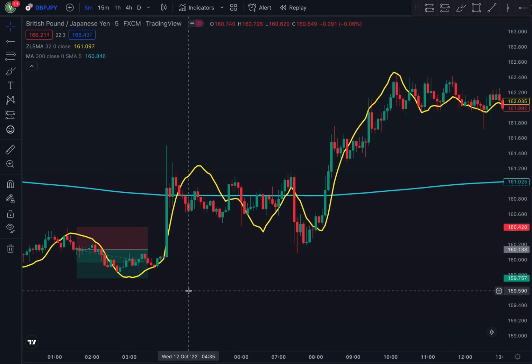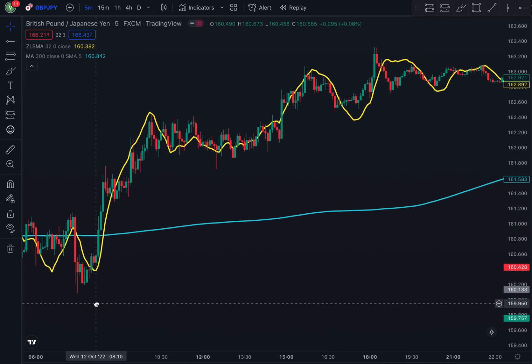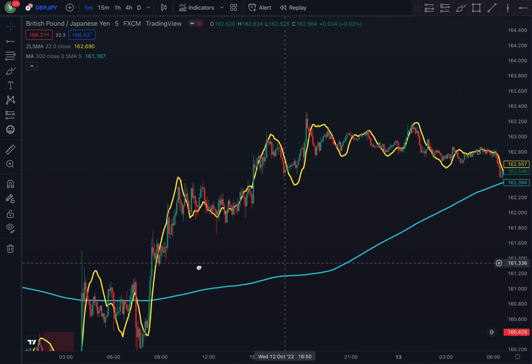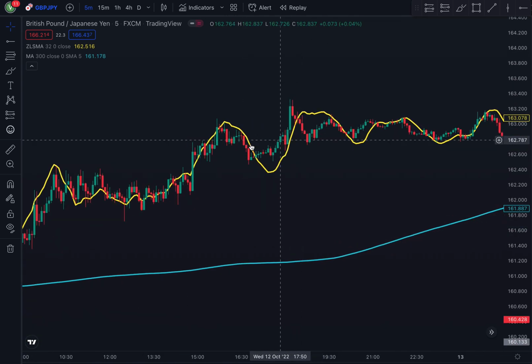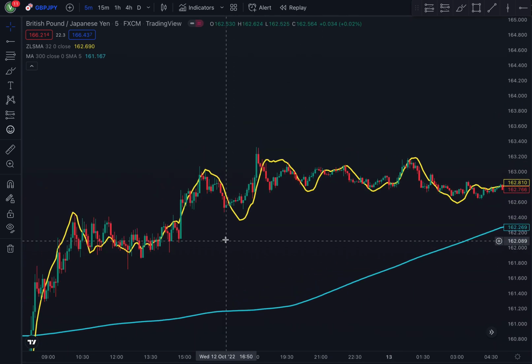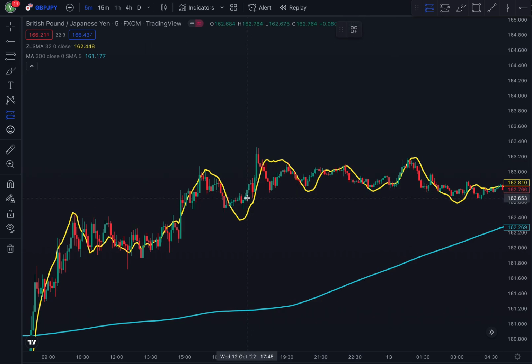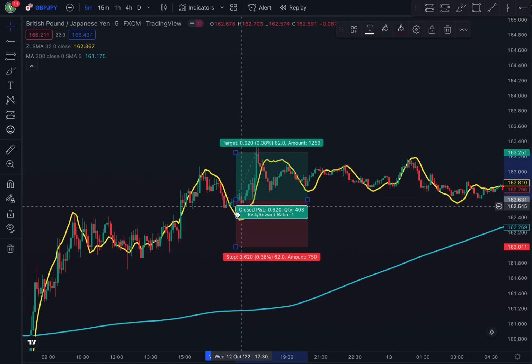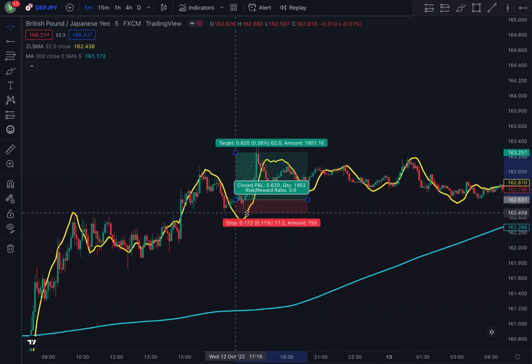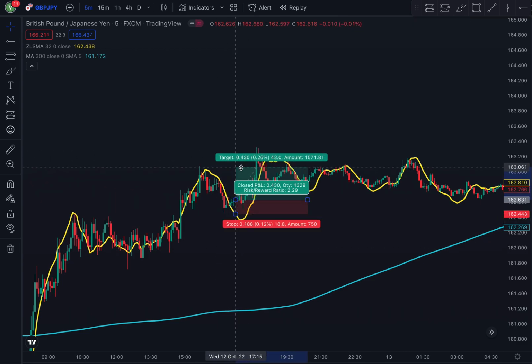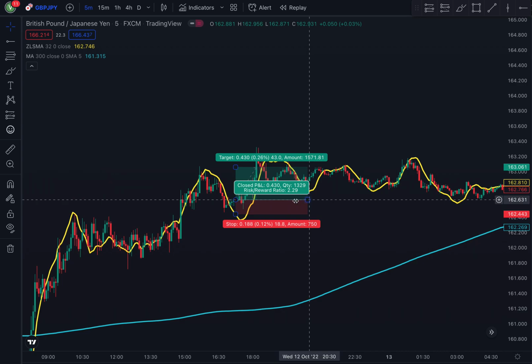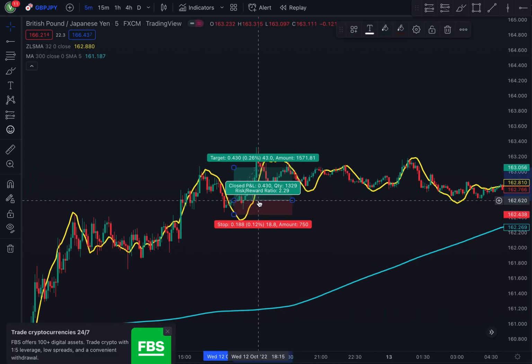So I'm going to show you another example. See, this is an uptrend right here, and as soon as our zero lag turns, we simply take a trade. Here's a good trade over here. Take a trade over here and put our stop loss right here below the previous low. Target the previous high. There we go, a good 1-to-2, almost 3, but I think that is good enough.